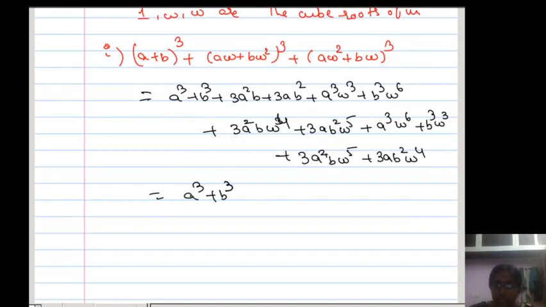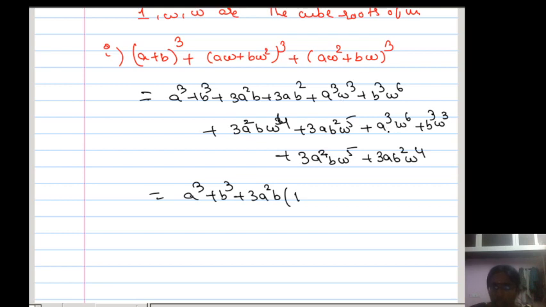So 3a square b, 3ab square. Okay. So now what I am doing, 3a square b I took common. 3a square b, 1 here, 3a square b here. See, omega cube is equal to 1 here. Next, omega power 6 also 1.